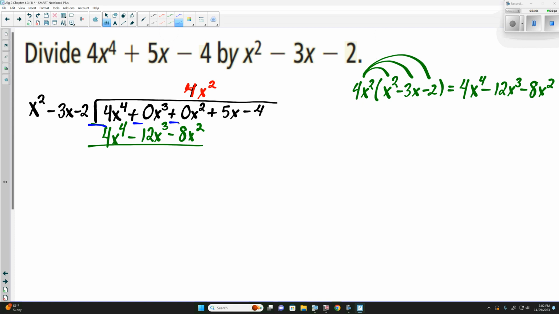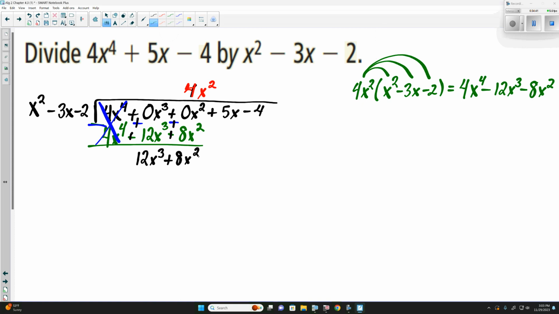Questions on this here? 4x to the fourth minus 4x to the fourth is 0. 0x cubed minus negative 12x cubed. Negative and negative make a plus 12x cubed. 0x squared minus negative 8x squared. 0 minus negative 8 is plus 8x squared.